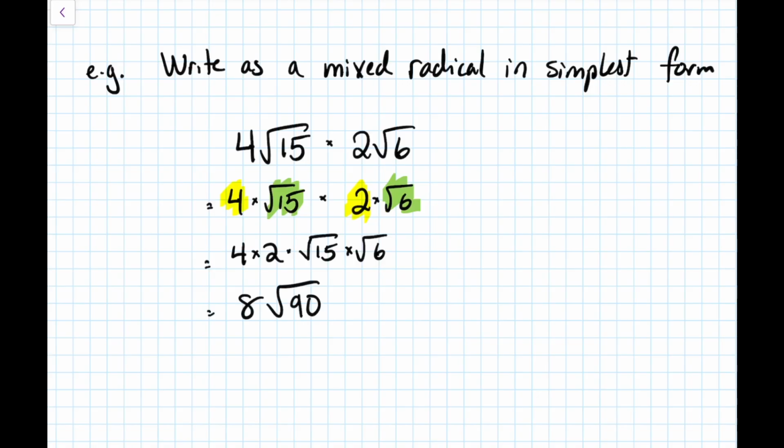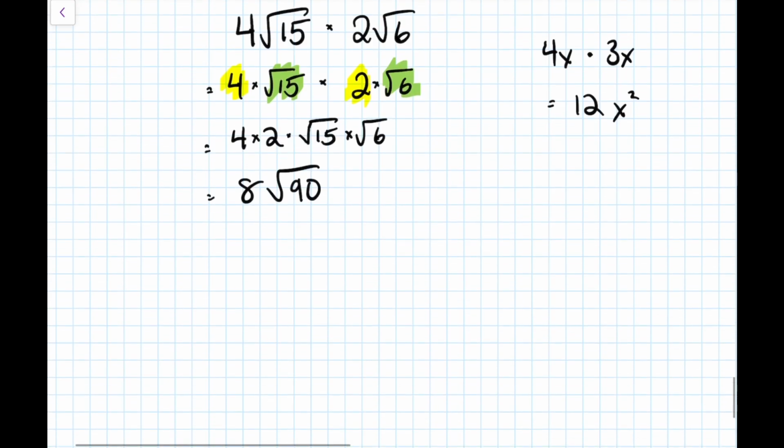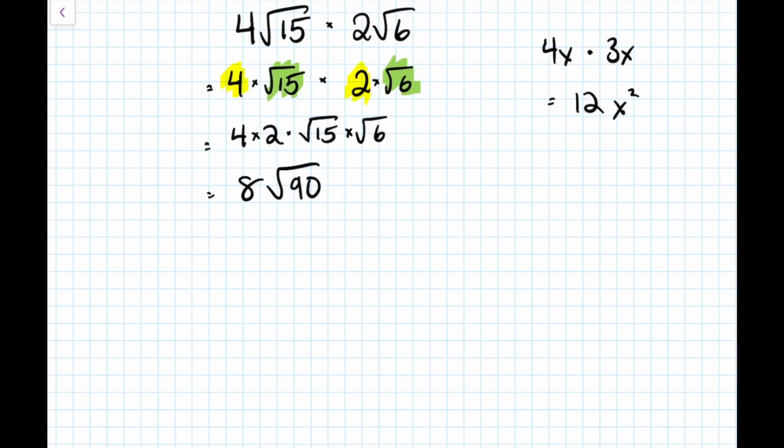In the same way that if you were doing, say, 4x times 3x, you'd multiply the coefficients together and you'd get 12, and you'd multiply x times x and you'd get x squared. So you multiply the coefficients, you multiply the variables, or in this case, you multiply the coefficients and you multiply the radicands. At this point, we were asked to write this as a mixed radical in simplest form, so we do have to break that 90 down. 90 is going to break down into 9 and 10, which is going to be a 2, a couple of 3s, and a 5.